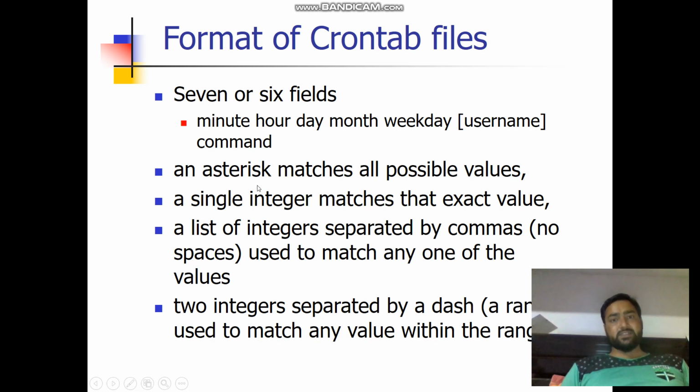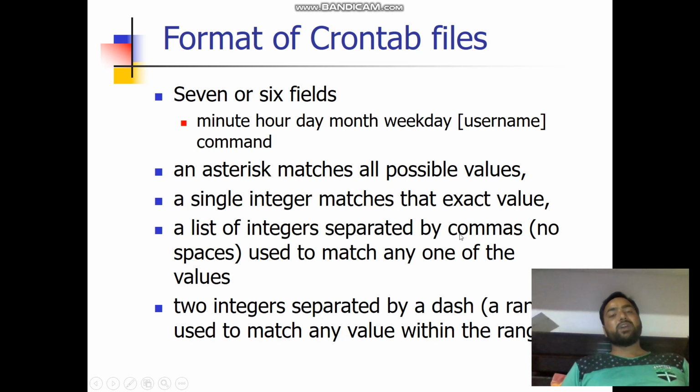In this, an asterisk matches all possible values. If we are using an asterisk, that is a star, it is a wildcard which is used to match all the possible values in the file. Then a single integer matches that exact value. If we are using a single integer, it will match only that value that is exactly the same as the integer. Then another is a list of integers separated by commas.